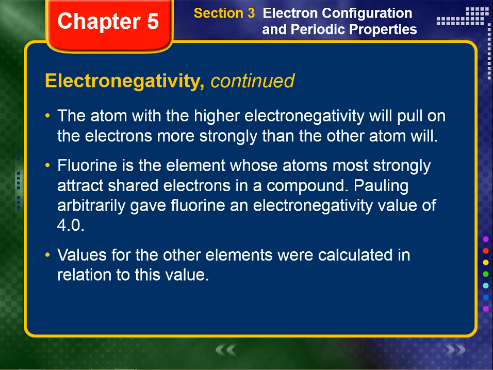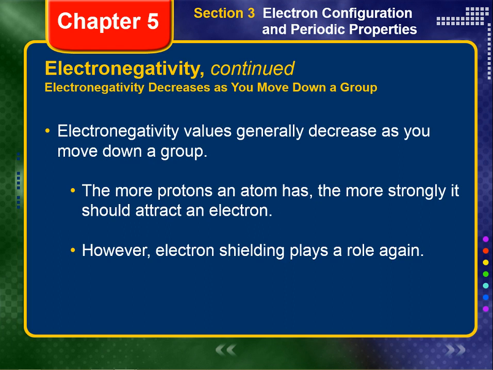Fluorine is the element whose atoms most strongly attract shared electrons within a compound. Pauling arbitrarily gave fluorine an electronegativity value of 4.0. Values of the other elements were calculated in relation to this arbitrary point. Electronegativity values generally decrease as you move down a group, because the more protons an atom has, the more strongly it should attract an electron. However, electron shielding is playing a role here again.